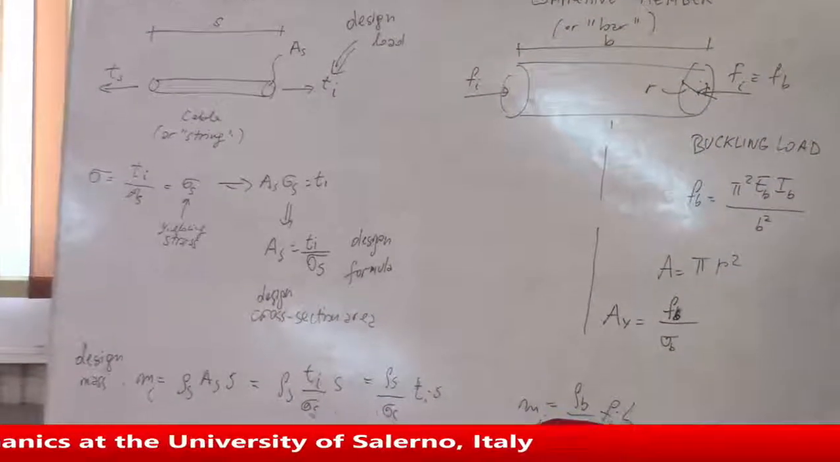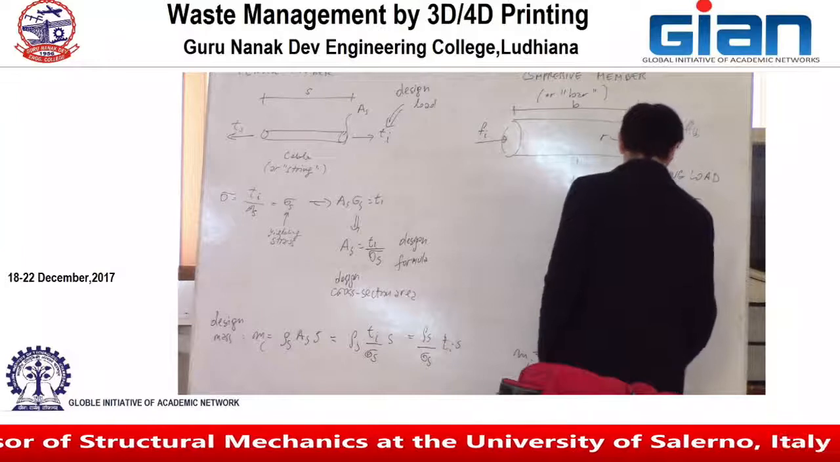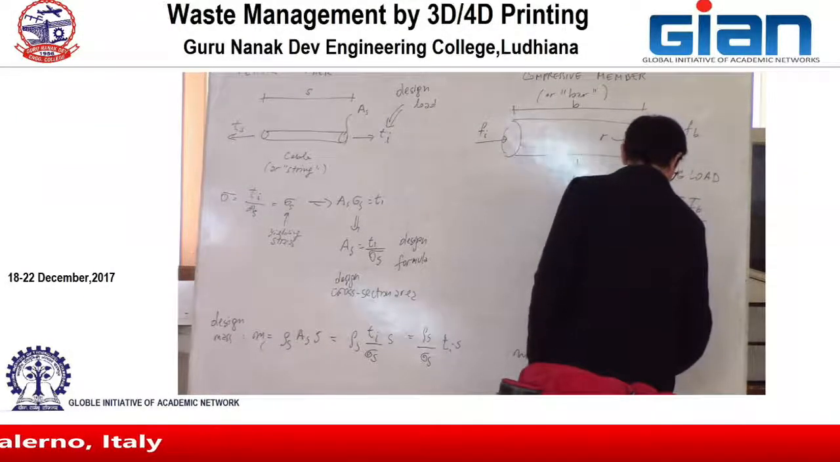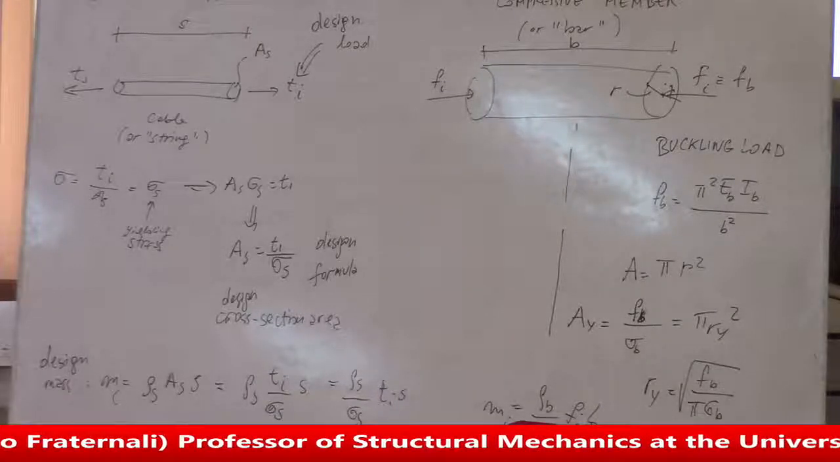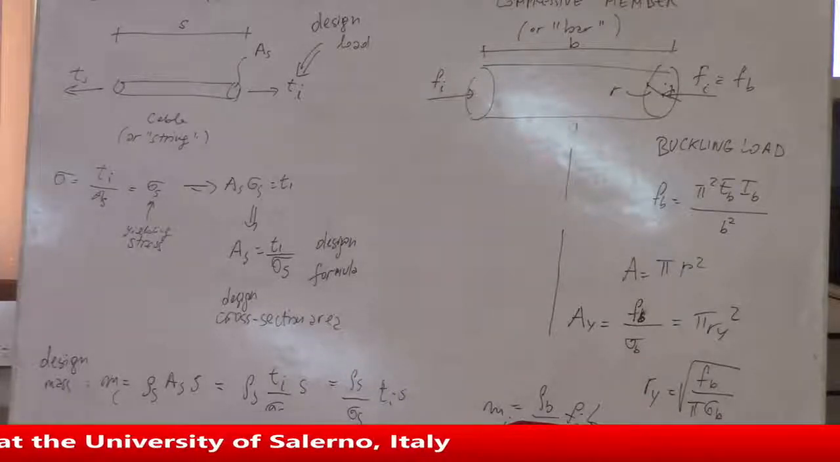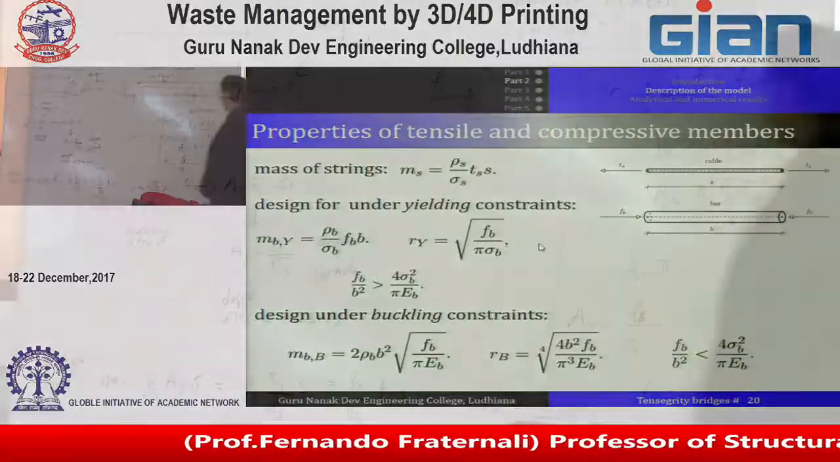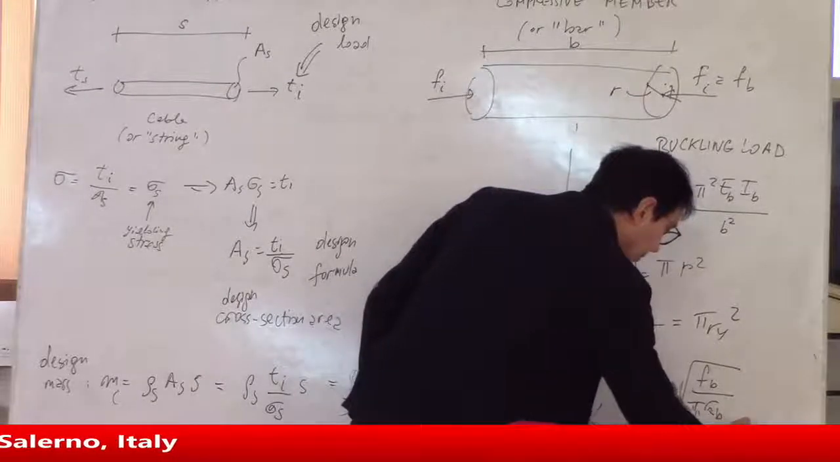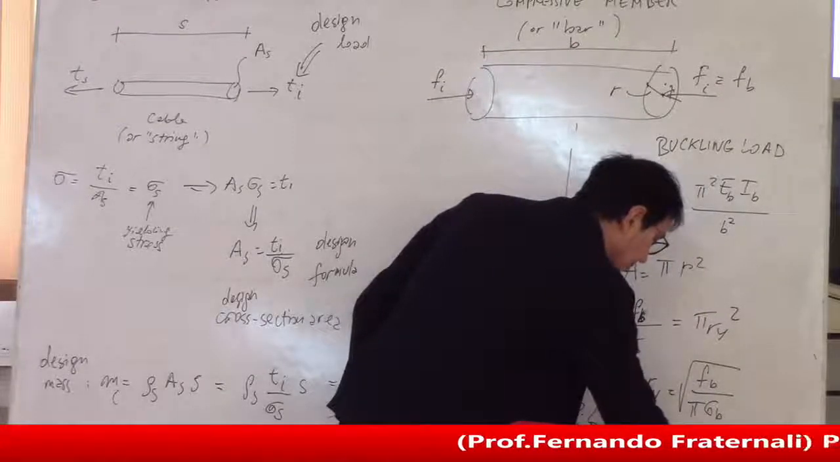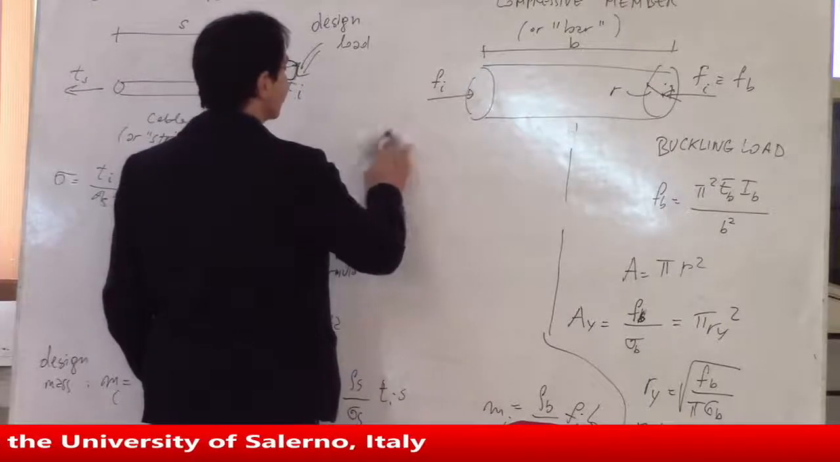But this is equal to pi L y squared. So what is L y? Now we compute the radius. This is the yielding radius, the minimum radius. Yielding. We compute the minimum radius.